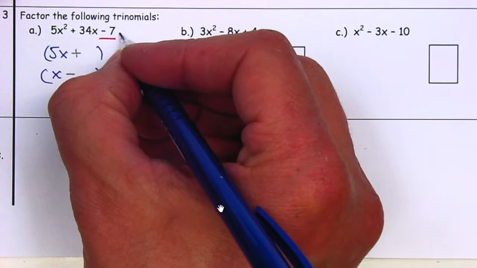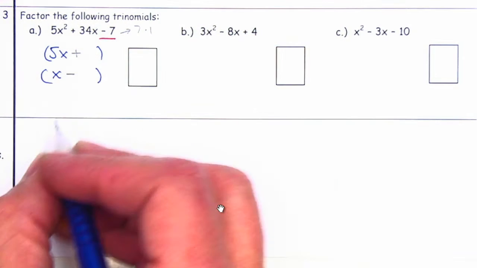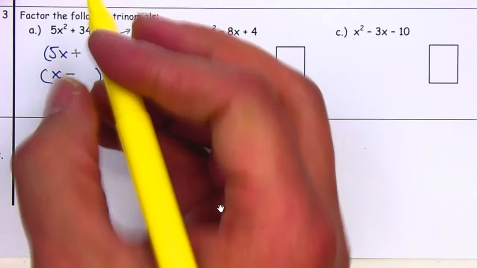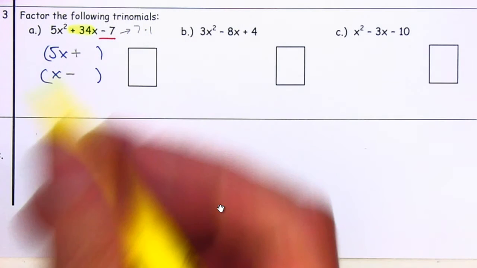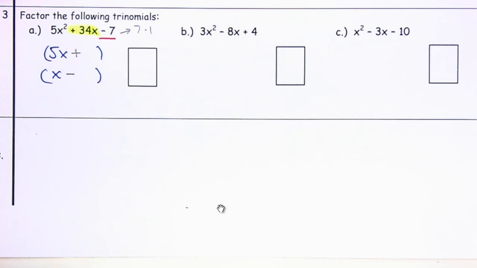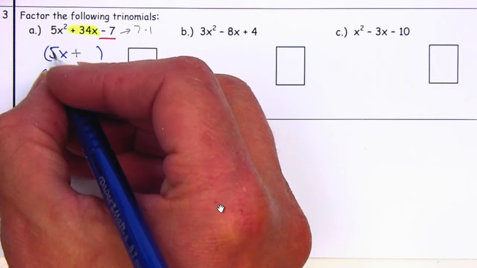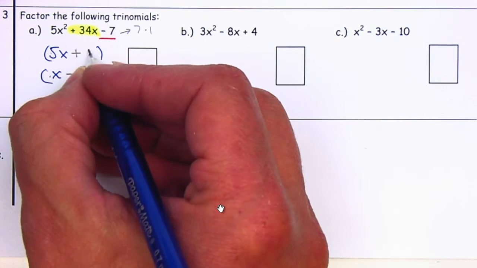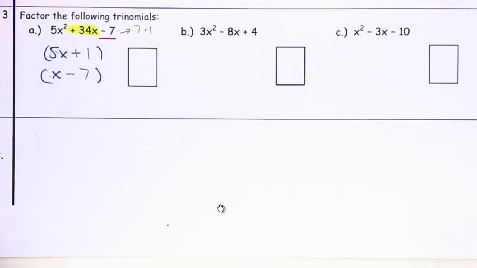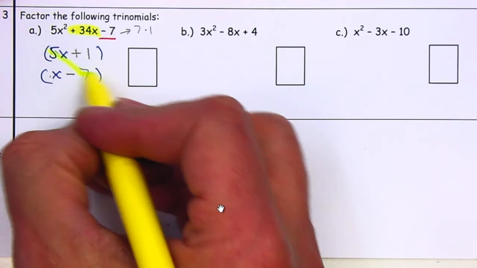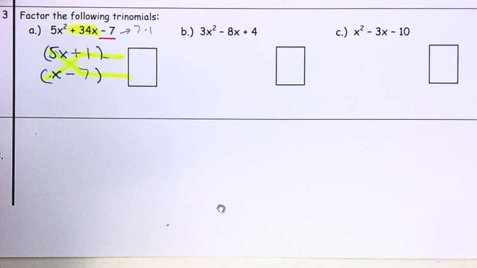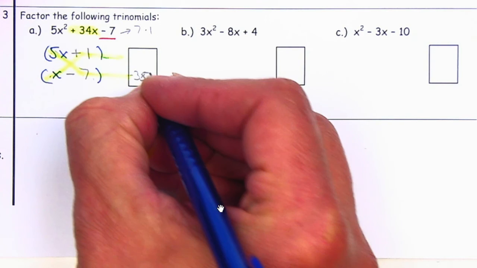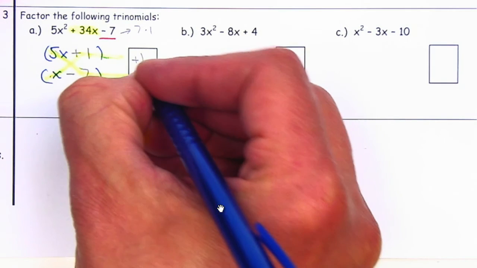Now the factors of 7 are just 7 times 1. I need to end up with a positive 34x. So I'm going to place my 7 in here because 7 times 5 will give me 35, and I'll place my 1 in here. That gives me negative 35x plus 1x.